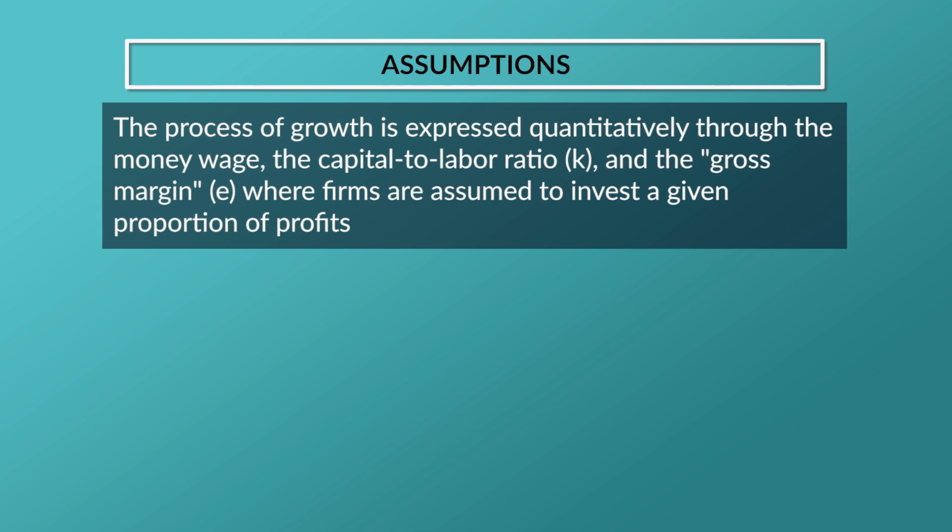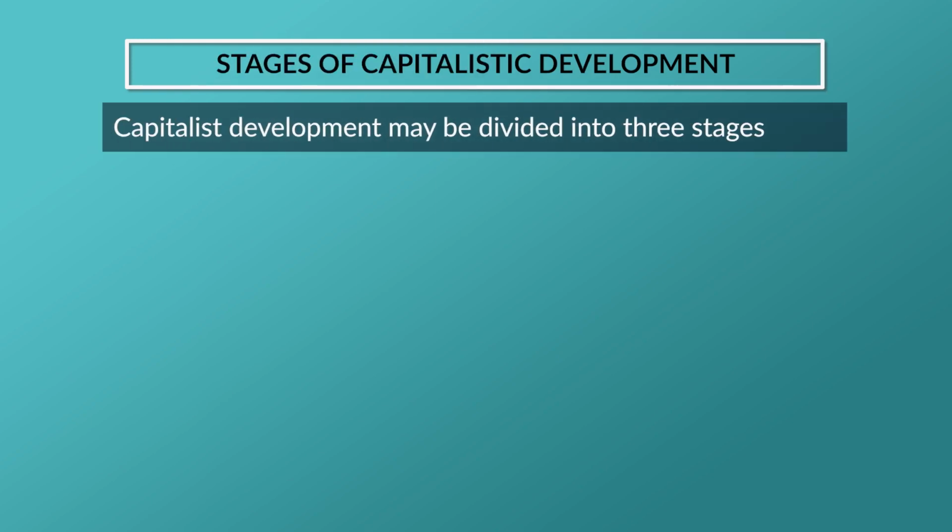Thus, the process of growth is expressed quantitatively through the money wage, the capital to labor ratio, that is small k, and the gross margin, that is small e, where firms are assumed to invest a given proportion of their profits. Thus, we have the different stages of capitalistic development divided into basically 3 stages. These stages are defined by the process which dominates it, and specifically by the barriers to accumulation which is peculiarly inherent to each of these stages.